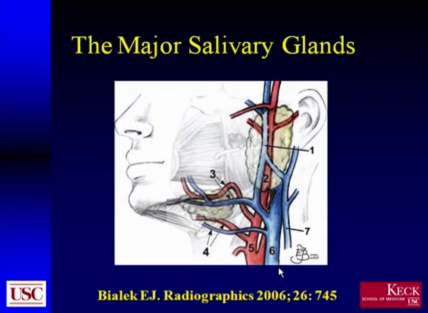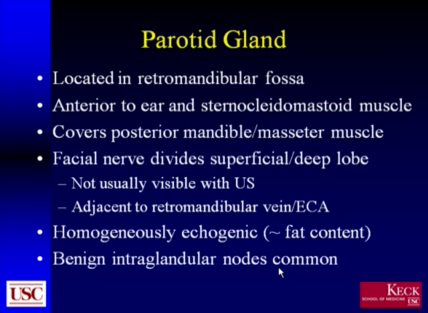The major salivary glands are three, as is shown in this image. There's the parotid gland, there's the submandibular gland, and the third one, the sublingual glands, which are small and located beneath the mandible, we'll discuss a little bit later. Excellent review article by Bialik et al. in Radiographics from 2006, from which this image is taken.